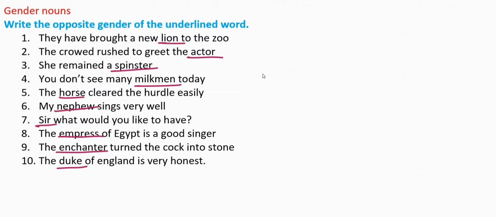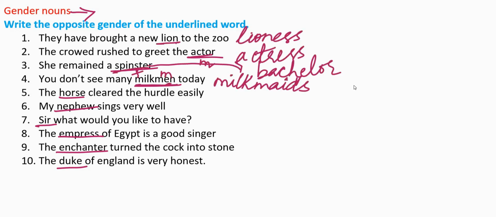Now here we are going to look at gender nouns. Now the nouns here are underlined. You have to write the opposite gender. Now gender nouns talk about whether the noun is masculine or feminine. It is a classification of the nouns into masculine and feminine. So I have underlined the nouns. You have to identify whether it is masculine or feminine and write down the opposite of it. Leave the examples which I have explained to you. Copy down the ones which I have not explained.